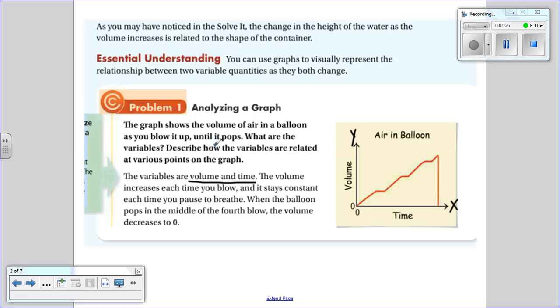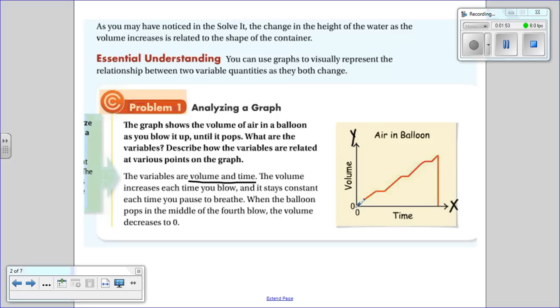Then it asks you, describe how the variables are related at various points on the graph. Now what you have to understand is this is something that's not necessarily like just here's the right answer and this is the only way that it can be worded. These answers can be worded in different ways, but that doesn't mean that anything is correct. It does have to really accurately depict what the picture is showing.